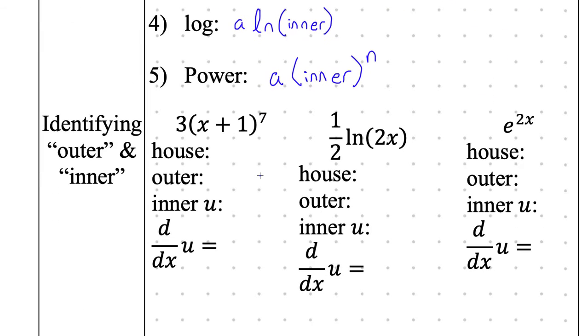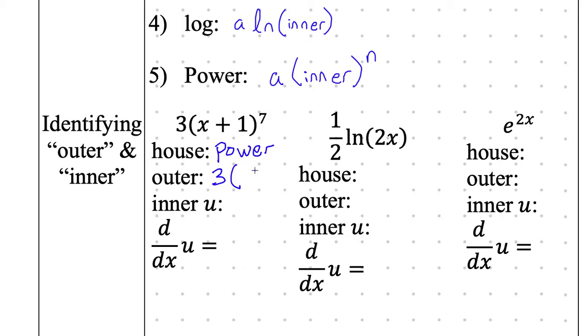So let's come down here. House. What house are we in? Powerhouse. Write it down. We're in powerhouse. What is the outer of powerhouse? So everything that's not the inner is the outer. 3. So it's going to be 3, and then we'll write the parentheses.